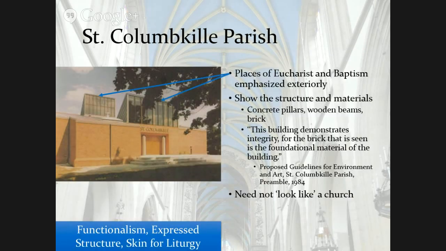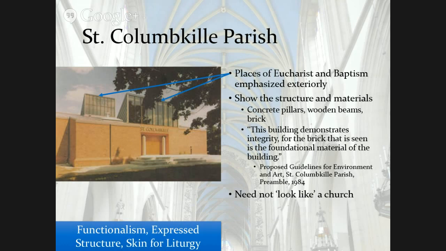So if we look at some of the modernist principles: functionalism, express structure, skin for the liturgy. That's what our church does. At St. Columbkill, it does take the places of the Eucharist and baptism and expresses those places in its external structure. So that's why we have the triangular skylights. One is above the altar, the other is above the baptismal font. Because it's using the modernist principle that the exterior of the building needs to show the exact places inside the building where those important things happen. I'm not sure where they got that, except through modernism, because it really isn't involved in any of the classical principles of building churches.